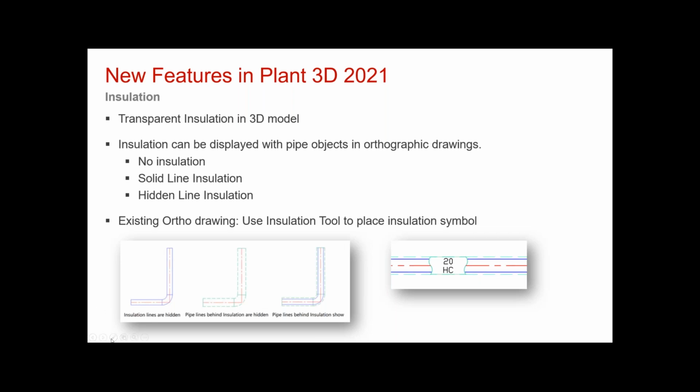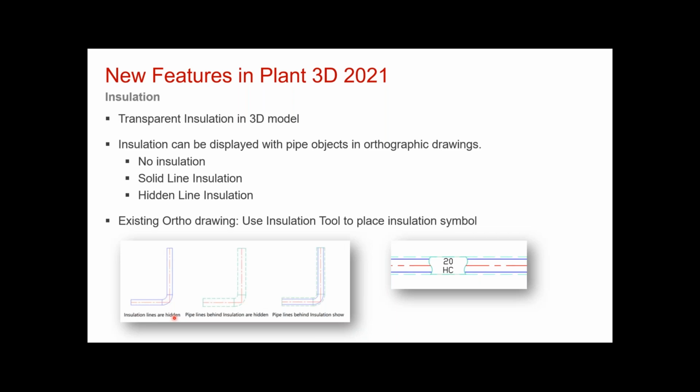Let me take the pen out and highlight. So if you want to have none of your insulation shown, you have the option, which is by default, no insulation. And this happens during the time of ortho creation. So you can toggle around what you want to show with respect to insulation. And then you have a solid line insulation. And then you can also show a hidden line insulation, as you can see here. So these are the features that are included around how you want to control how your insulation needs to be displayed for your piping in your orthographic drawings.